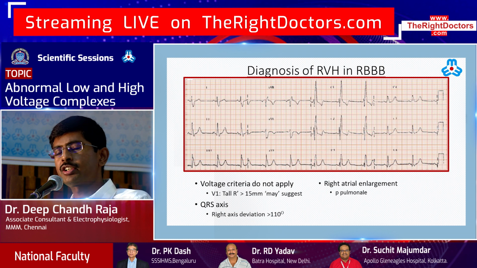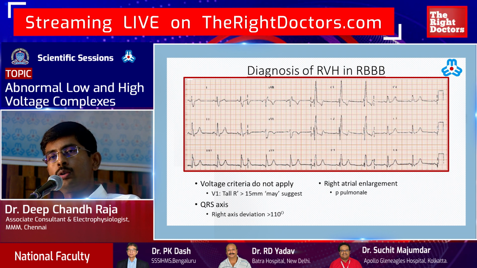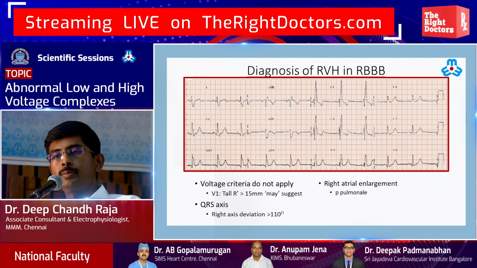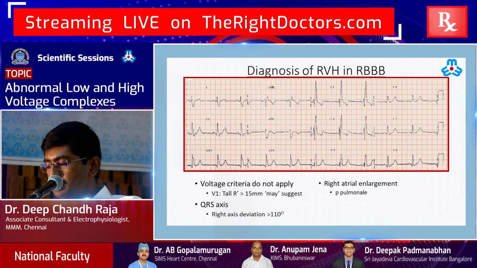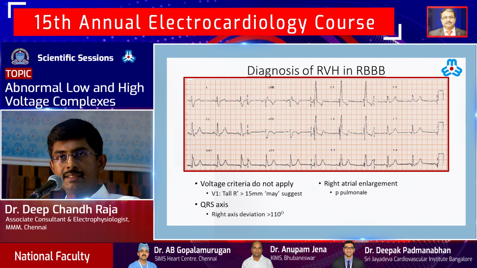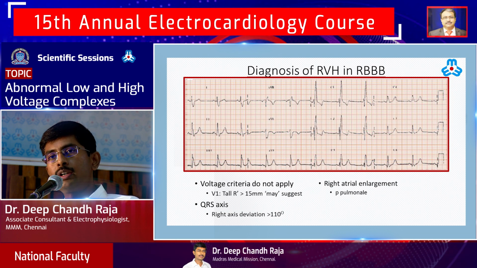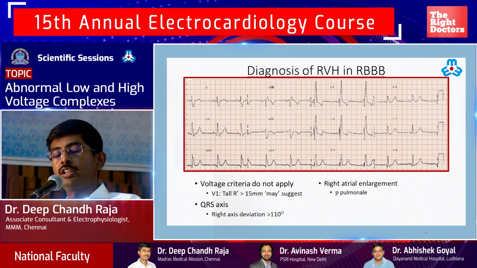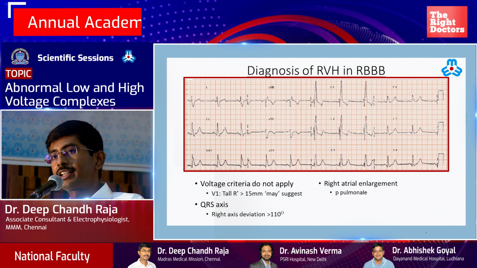The voltage criteria for right ventricular hypertrophy does not hold good when you have a bundle branch block, especially right bundle branch block. The criteria differs. The tall R wave, usually the cutoff of 7 mm that is laid down, differs. In the case of a right bundle branch block, the voltage criteria increases. Something more than 15 mm you consider as right ventricular hypertrophy: R' more than 15 mm in V1 in the presence of a right bundle branch block, only then you consider right ventricular hypertrophy.